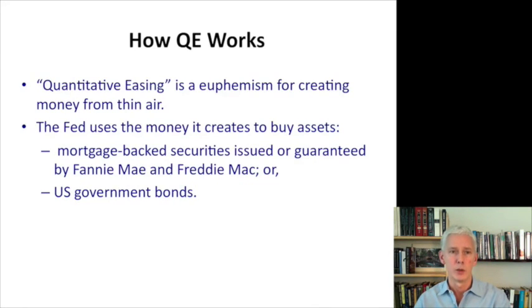So how does QE work? Well, first of all, quantitative easing is a euphemism for creating money from thin air. The Fed uses the money it creates to buy assets. It buys mortgage-backed securities issued or guaranteed by Fannie Mae and Freddie Mac, and it also buys U.S. government bonds.